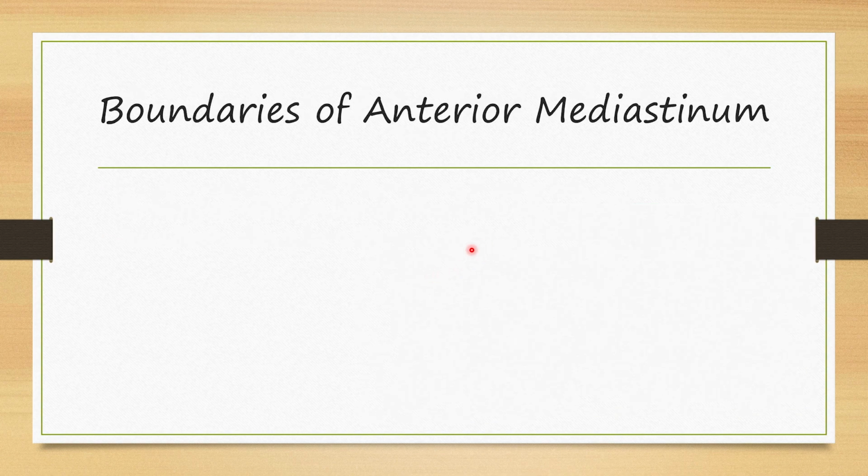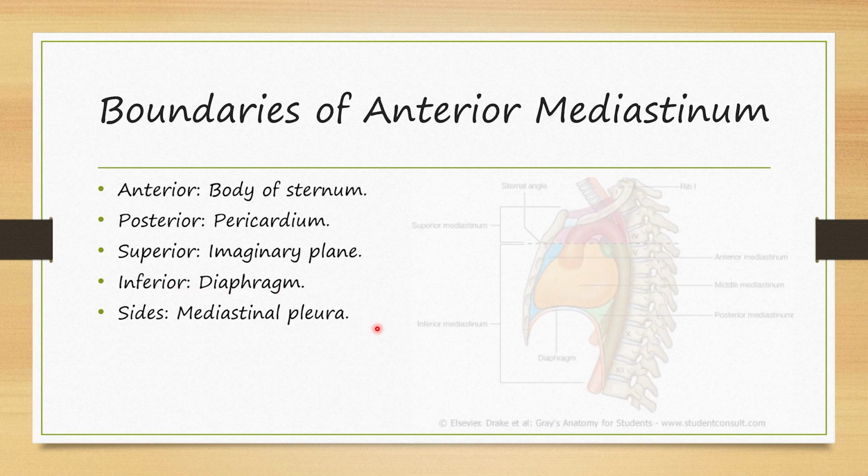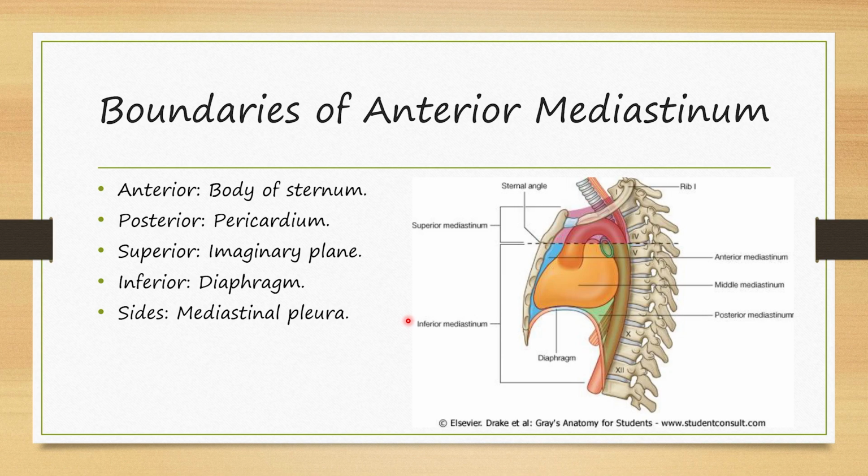Now let's talk about the boundaries of the anterior mediastinum. And where is the anterior mediastinum? It's in the inferior part of the mediastinum. So anteriorly, in front of the anterior mediastinum, there is the body of sternum. On the back, there is the pericardium. On top, there is the imaginary plane. And inferiorly, at the bottom, there is the diaphragm. And on the sides, there is the mediastinal pleura.